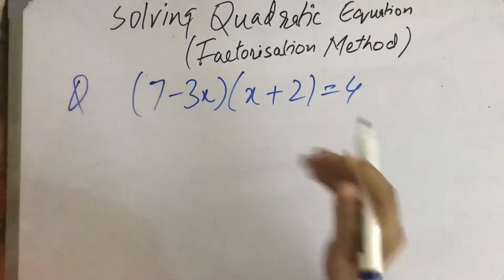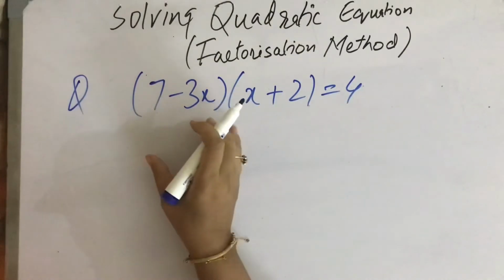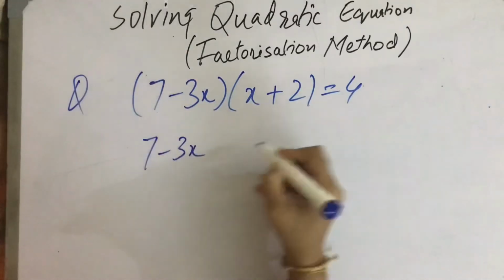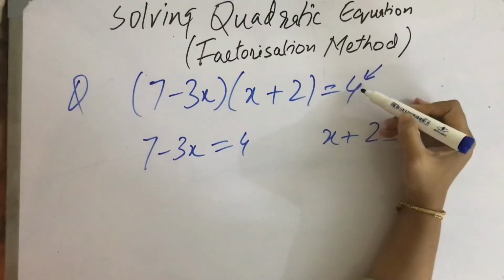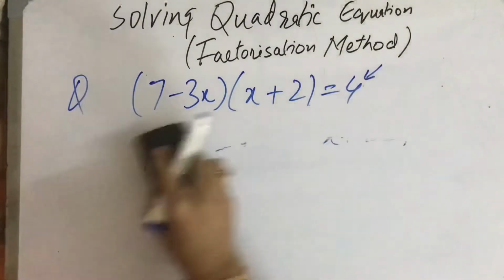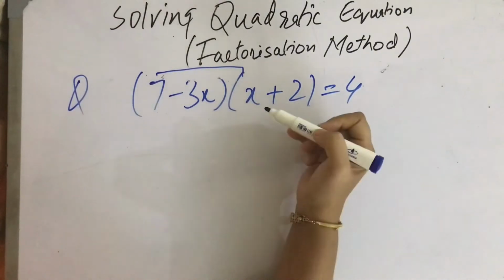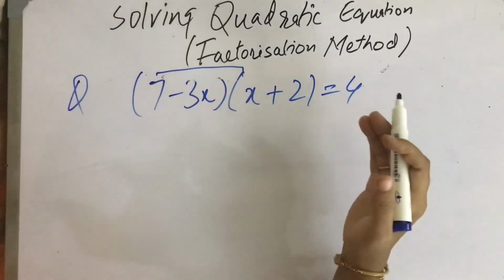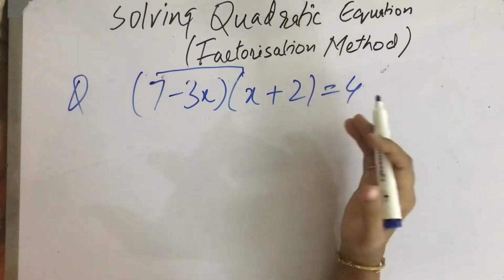The common mistake which I have seen students make is that they directly equate 7 minus 3x equals 4 and 7 x plus 2 equals 4. Unless this value is 0, we cannot do this. So this is a wrong way. The correct way is, we open the brackets, we expand it, we bring the 4 to this side, we make a general equation of the form ax square plus bx plus c equal to 0, then we solve it.